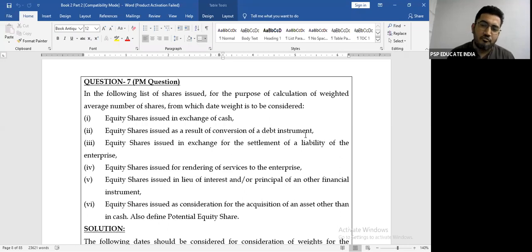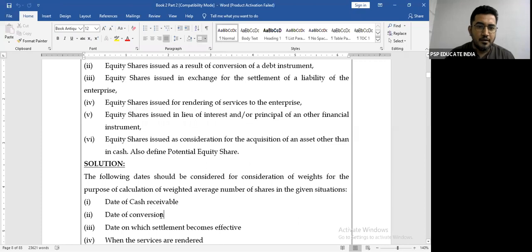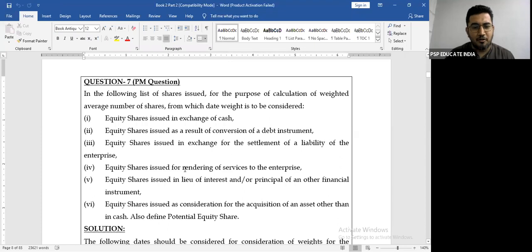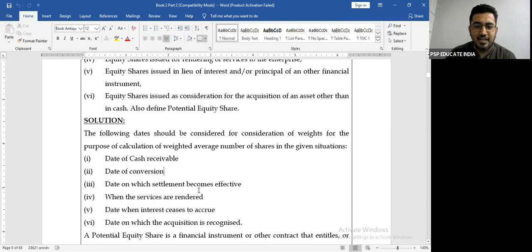You will take the date of conversion. Okay, come to look at the answer to the second one, date of conversion. Perfect. Come to the third one. Equity shares issued as an exchange for settlement of the liability of the enterprise. Date when the settlement becomes effective. Okay, perfect. It says date when the settlement becomes effective.